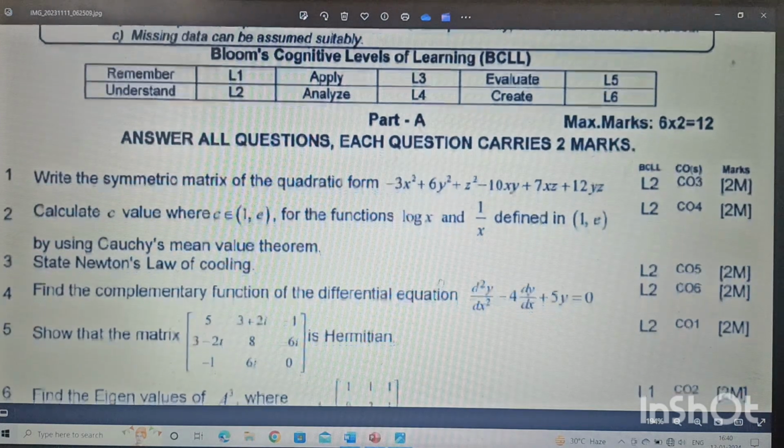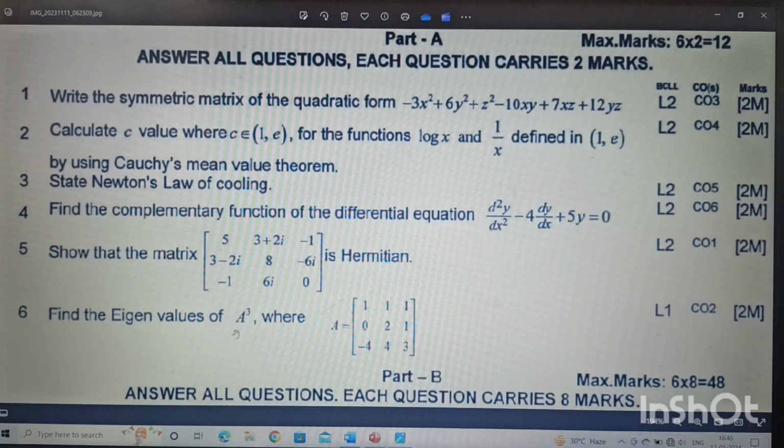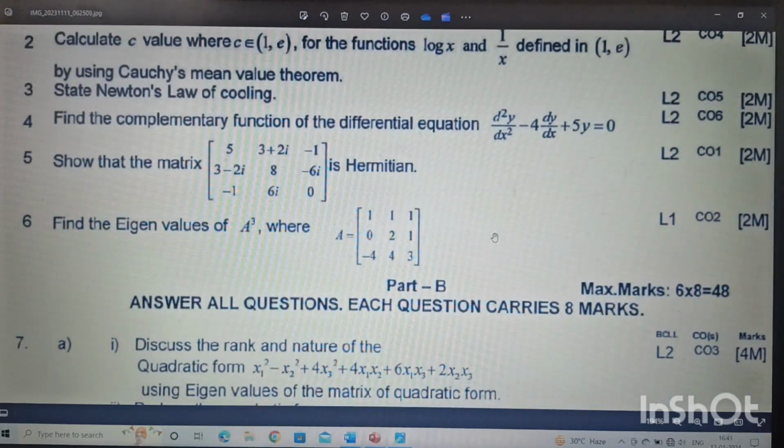so next one, question 5. Question 5 is the unit 2, unit 1. Show that the matrix is Hermitian matrix. So next one, unit 2 nunchi find the eigenvalues of A cube where A is given. Okay na. So this is a short question and 2 marks question.